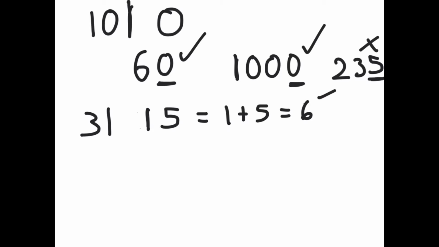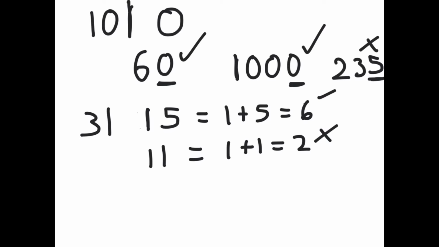Let's say we have 11. Is 11 divisible by 3? So let's find out. The sum of the digits of 11 is 1 plus 1, which equals 2. And 2 is not divisible by 3, so the answer is no.